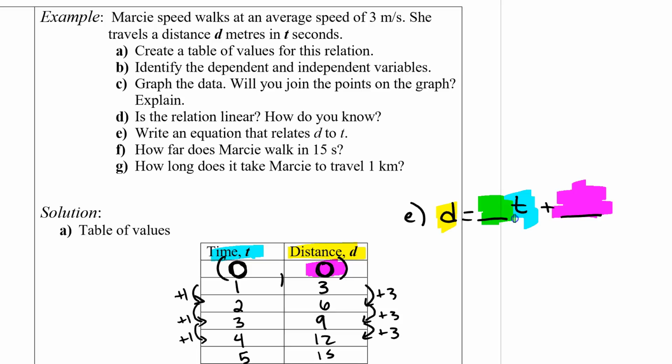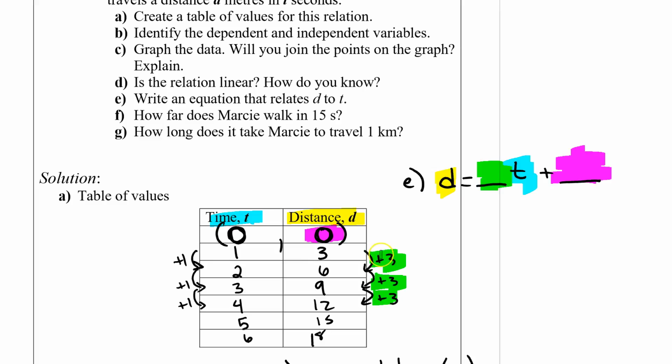And the coefficient in front of the independent will come from how much the dependent variable goes up each time. I know that my coefficient is going to be +3, and I know that my constant is going to be 0. So if I were to rewrite it so that the mathematicians with their creepy little fingers don't point and laugh at us, because we don't need to say +0, we just say D equals 3T, and that is it.